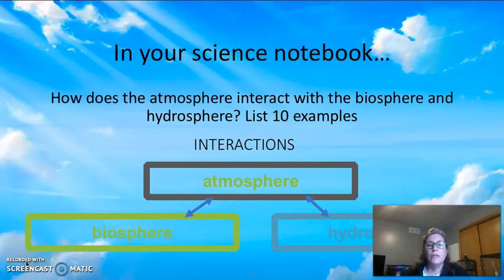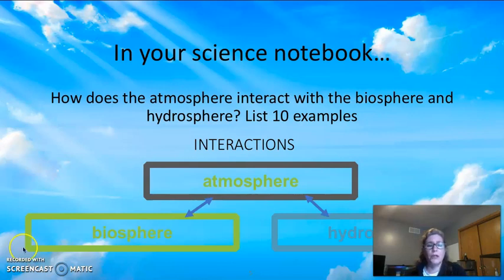So for this lesson in your science notebook, I want you to think about how the atmosphere interacts with the biosphere and the hydrosphere. Last week we discussed and thought about how the biosphere interacts with the hydrosphere. This week I want you to think about how the atmosphere interacts with just the biosphere, or just the hydrosphere, or all three together.